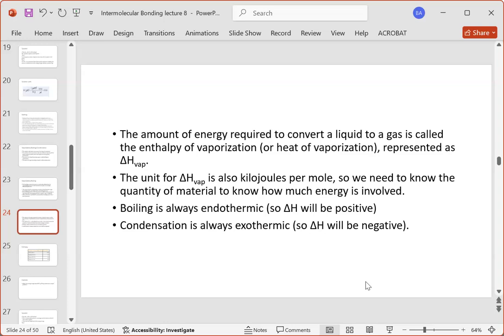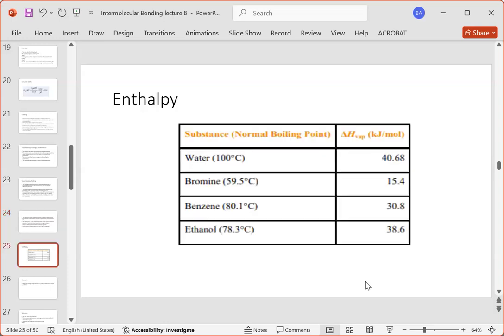So the unit of delta H vaporization, like I said, is kilojoules per mole. Right? Boiling is always endothermic, so it will have a positive sign. Why? Because you are adding energy into the system. And condensation is always exothermic, because before you can condense a liquid you need to take energy from it, and energy going out from the liquid is an exothermic process. So we say that delta H for condensation is exothermic.